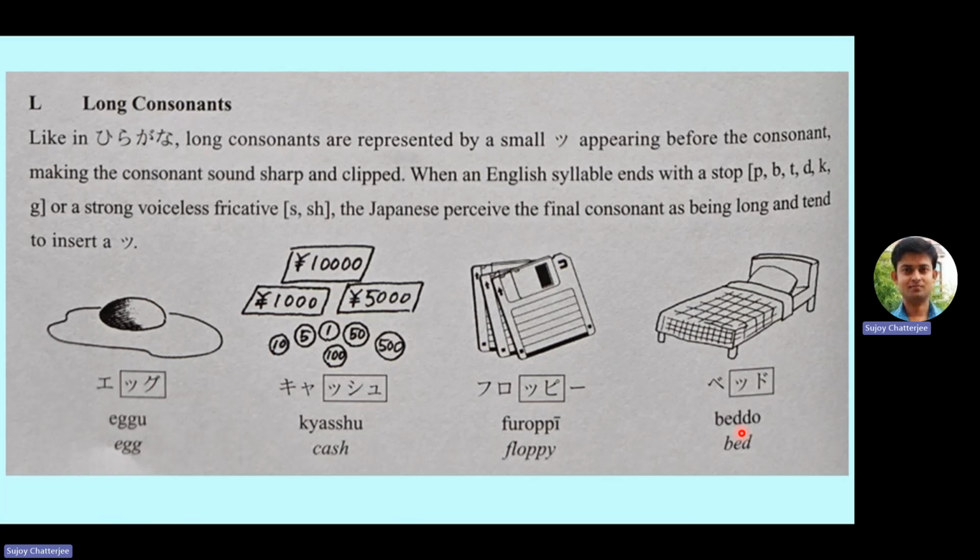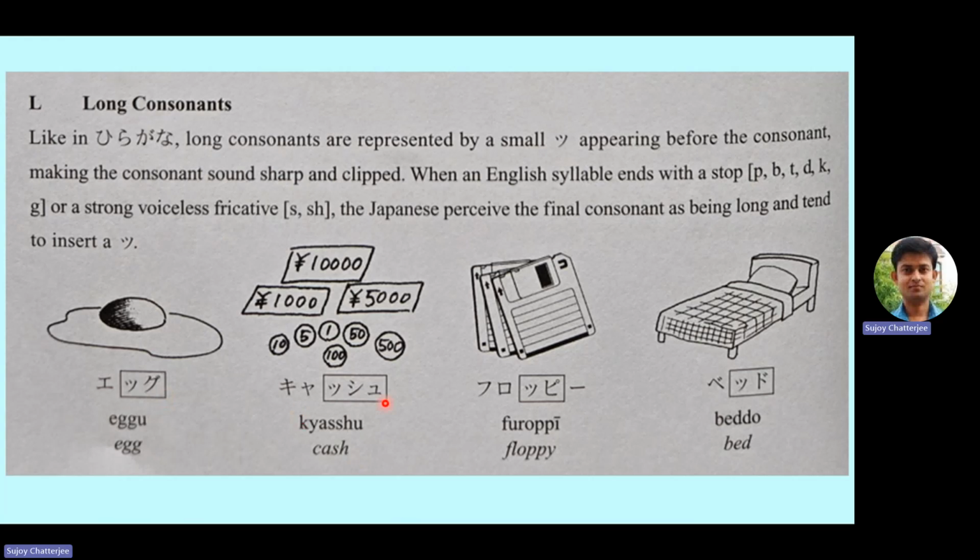Next we come to long consonants. Like in hiragana, long consonants are represented by a small tsu appearing before the consonant, making the consonant sound sharp and clipped. When an English syllable ends with a stop, like P, B, T, D, K, or G, or a strong voiceless fricative sa and sha, the Japanese perceive the final consonant as being long and tend to insert a small tsu. So for example, egg will be eggu. It will be written with a and then gu, but before gu, there will be a small tsu, which gives eggu.